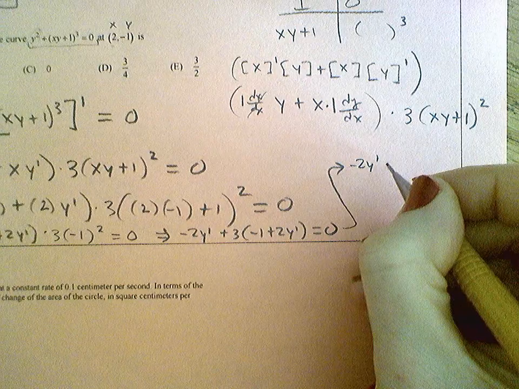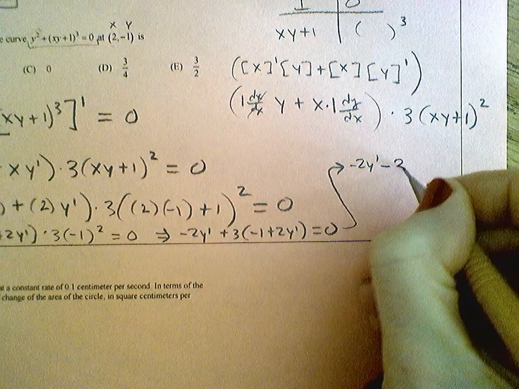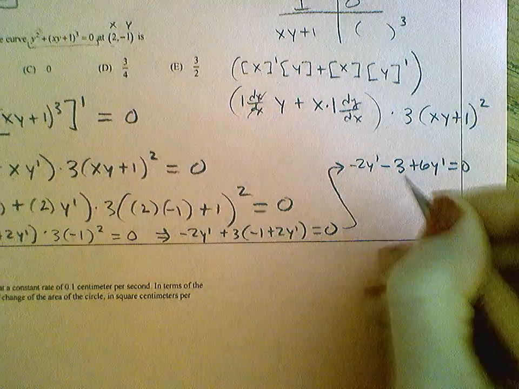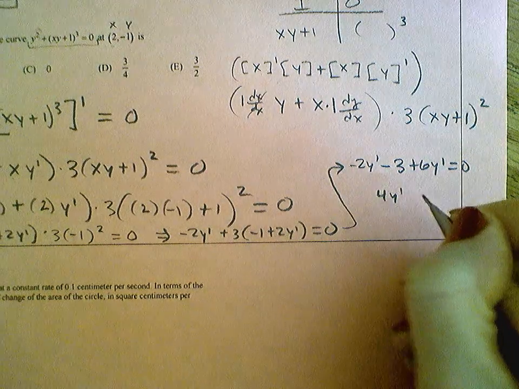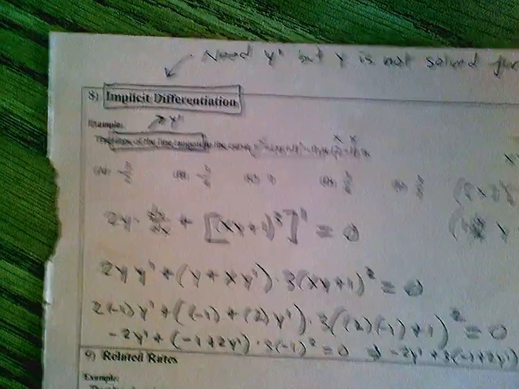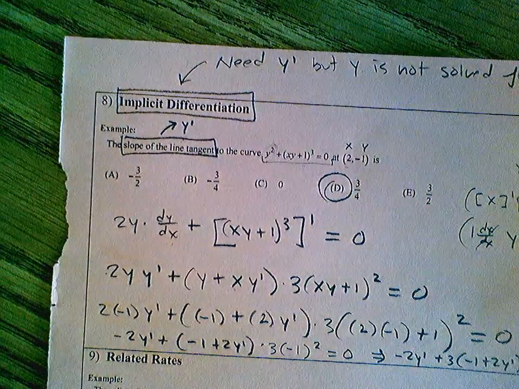-2y' - 3 + 6y' = 0. 4y' = 3. I don't even have to finish it. This is multiple choice. 3/4.